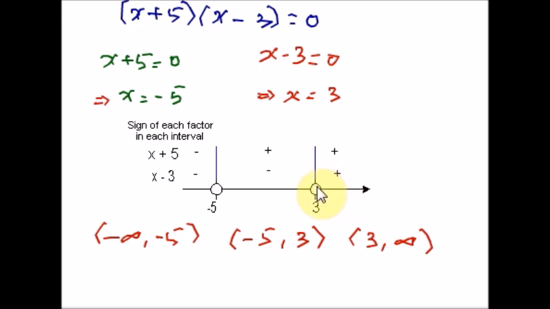Please keep in mind that our original problem is x squared plus 2x minus 15 less than 0. Since we are looking for the quadratic expression to be less than 0, that means we need the sign to be negative. Am I right? So it looks like the only interval where the quadratic is negative is the second interval, negative 5 to 3.